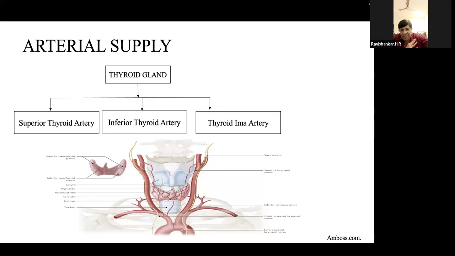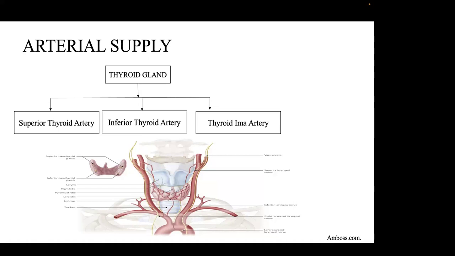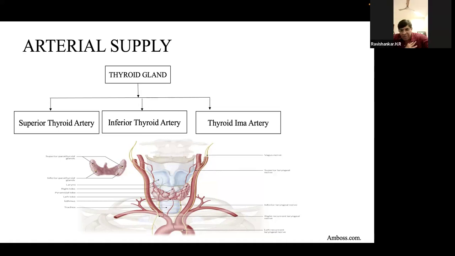See, the subclavian has three parts. What is the first part? The vertebral artery is the first part. The second part is the thyrocervical trunk. And from the thyrocervical trunk, you get the inferior thyroid artery.